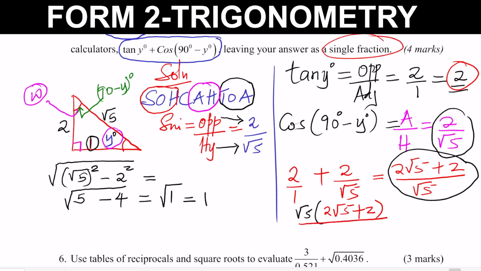Then for the denominator, I'll do the same, multiply that by root of 5. So root of 5 times root of 5. That is how you rationalize. The numerator will be root of 5 times 2 root 5, which gives 2 times 5, which is 10, plus root 5 times 2, which gives 2 root 5. Then the denominator, root of 5 times root of 5, gives 5. And that is the required solution. This is the answer as a single fraction.